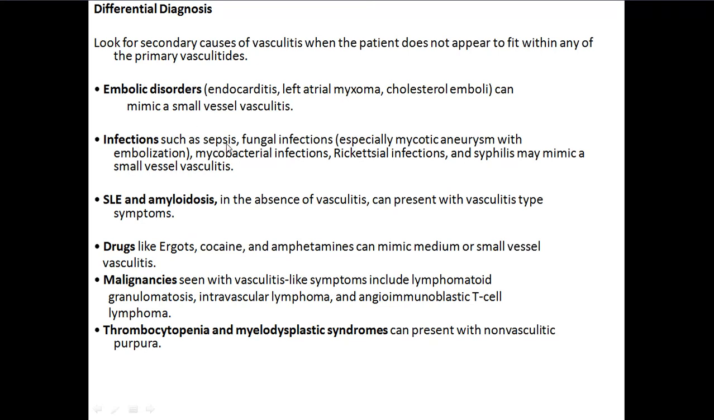And the infections such as sepsis, fungal infections, mycobacterial infections, and others. And the autoimmune disorders, as we discussed, SLE and amyloidosis, in the absence of vasculitis, can present with vasculitis-type symptoms. And the drugs and malignancies, and thrombocytopenia and myelodysplastic syndromes.